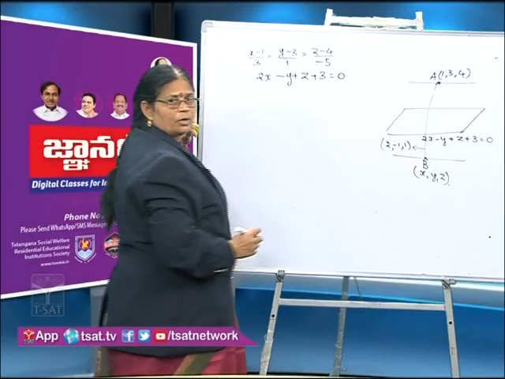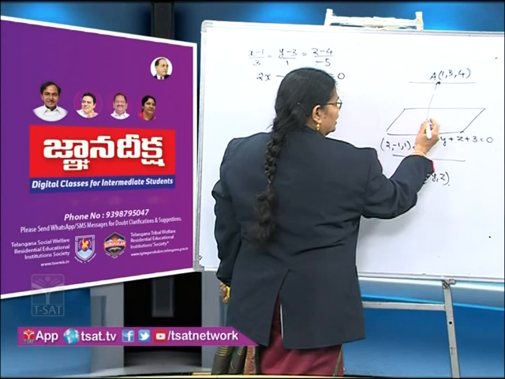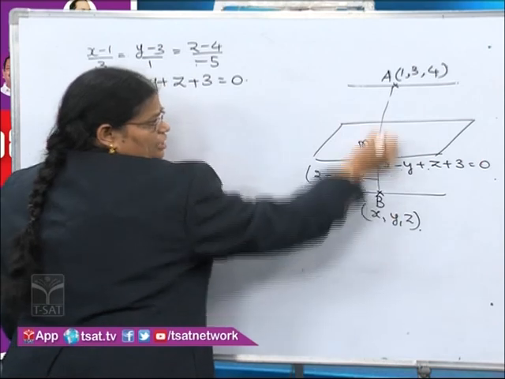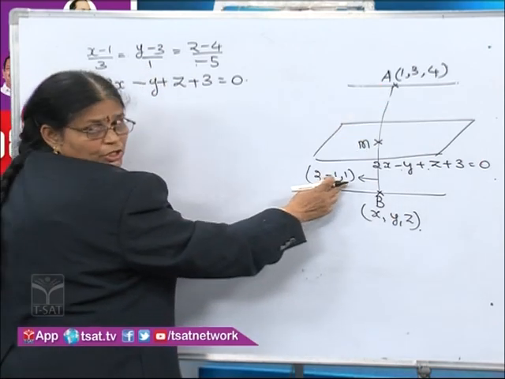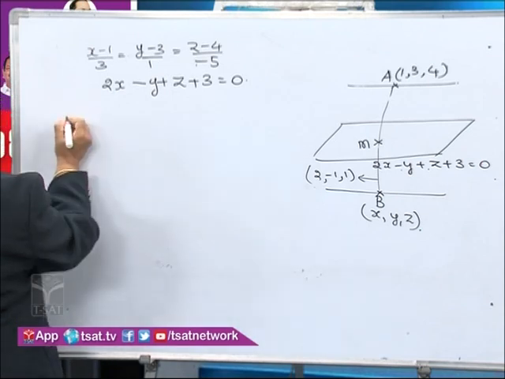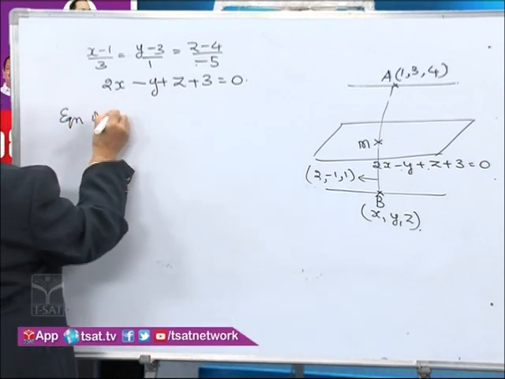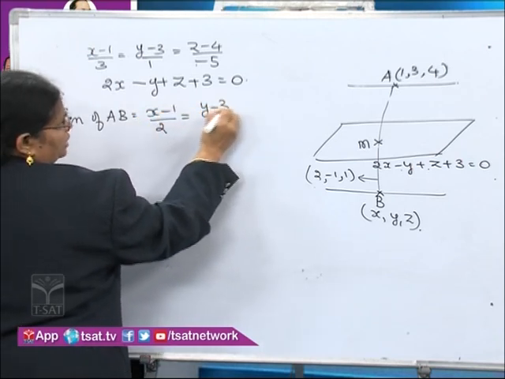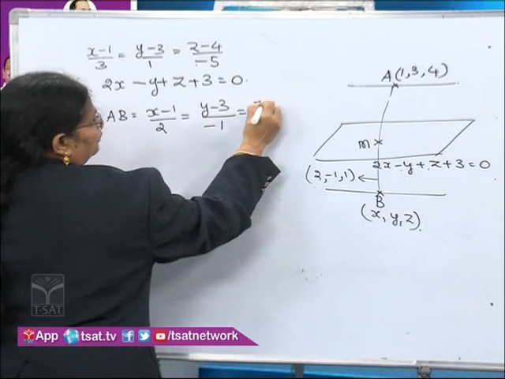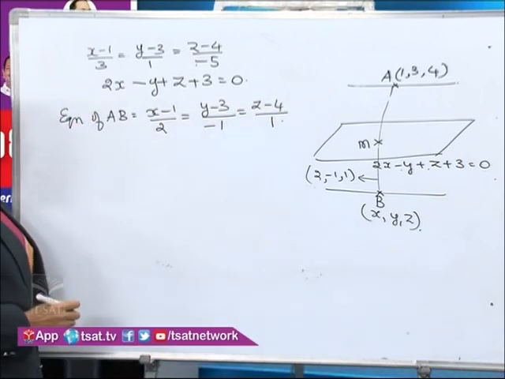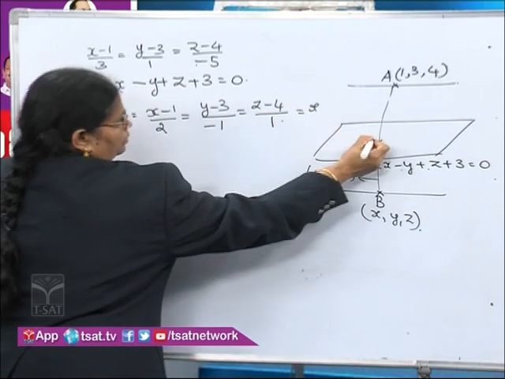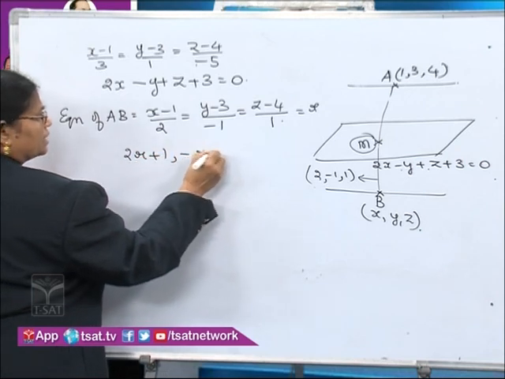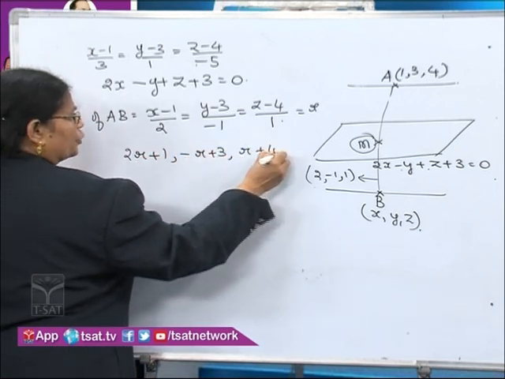So, how we proceed with this problem? First we take any point M on the plane. Now let us first write the equation of AB with the proportional drs we have here. So the equation of the line AB will be (x - 1)/2 = (y - 3)/(-1) = (z - 4)/1. Now write any point on this AB to get this M. This is (2r + 1, -r + 3, r + 4).